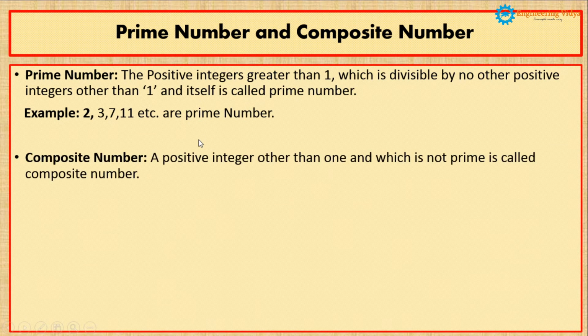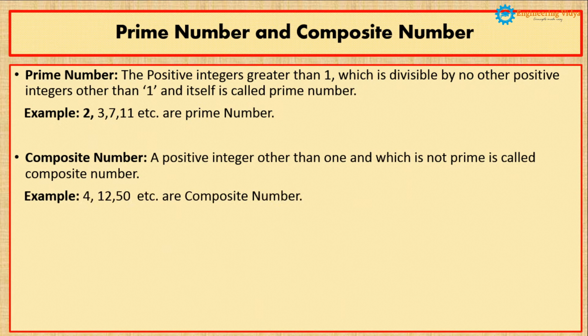Now I'll go to the second part, that is composite number. The definition says that a positive integer other than 1 which is not prime is called a composite number. The definition is very simple. If the number is not a prime number, then we can say it is a composite number. But make sure that 1 cannot be a prime number and also it cannot be a composite number. In general we can say 1 is neither a prime number nor a composite number.